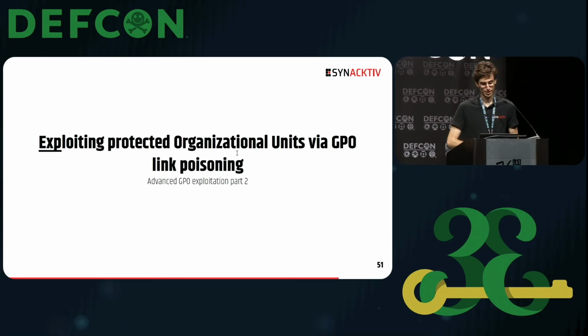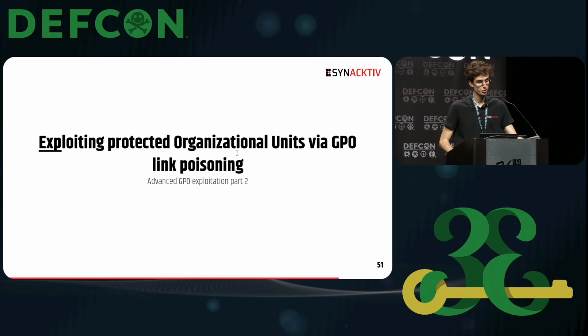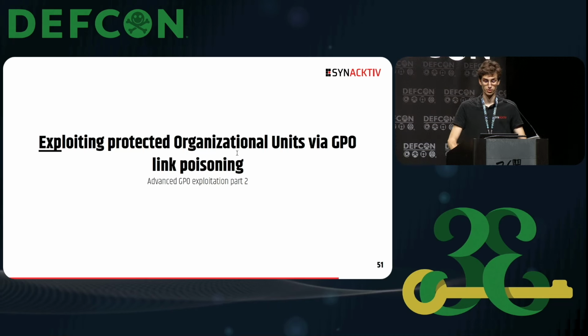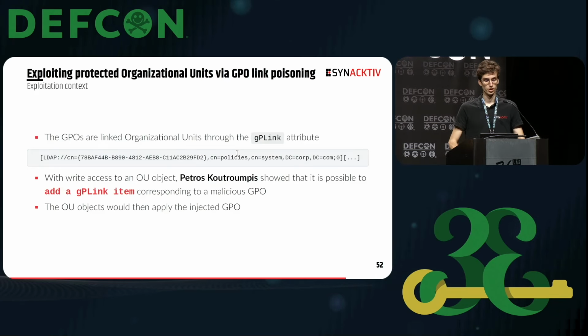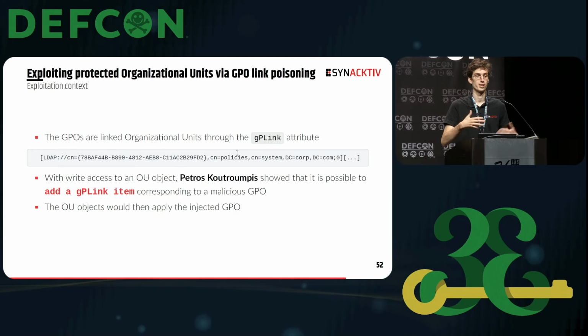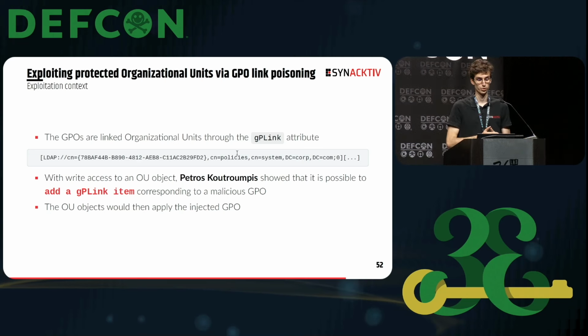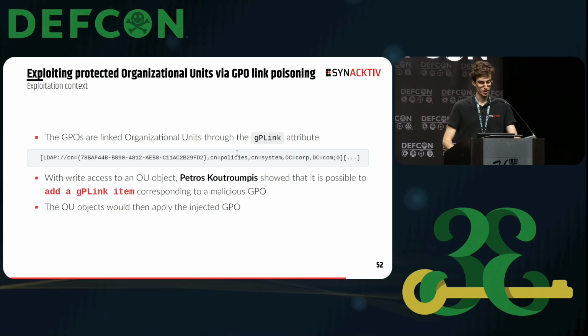All right, last part. We'll dig even deeper, and it will be the last part. For this section, we'll try to exploit protected organizational units by poisoning the GPO link attribute. A little bit of context. Wilfried explained to you that GPOs are linked to organizational units through the gPLink attribute. That looks something like what I put on the slide.